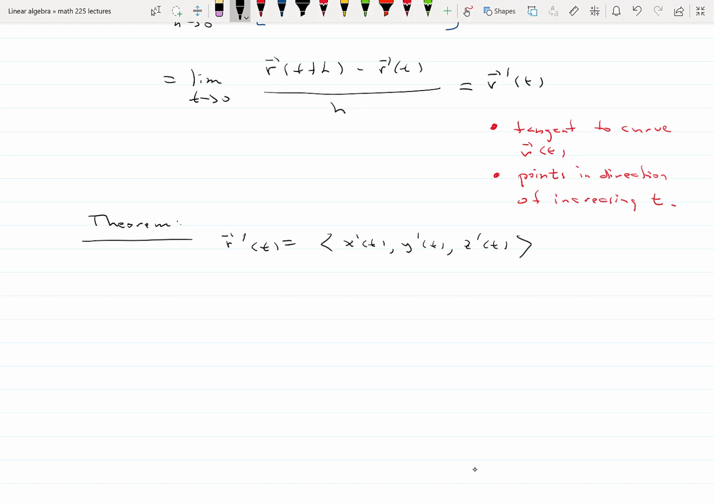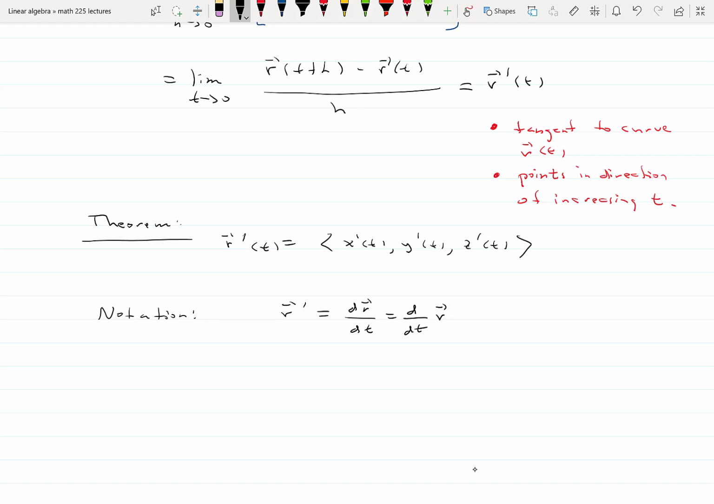Okay, notation. We don't always use the same notation. R prime is the same thing as writing dr dt. It's the same notation we use in Calc 1. Or the same thing is, this is called operator notation, d dt of r. Okay, those are pretty standard.